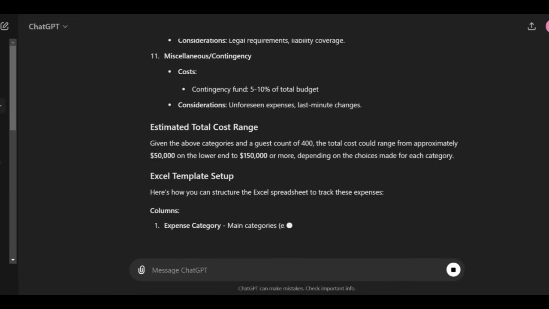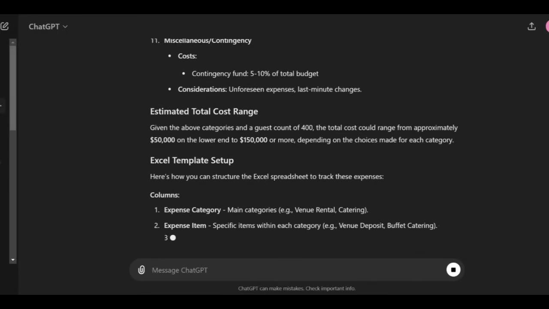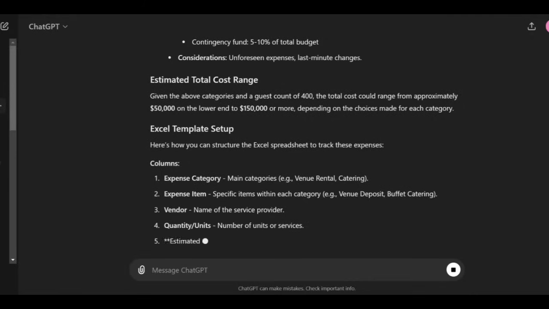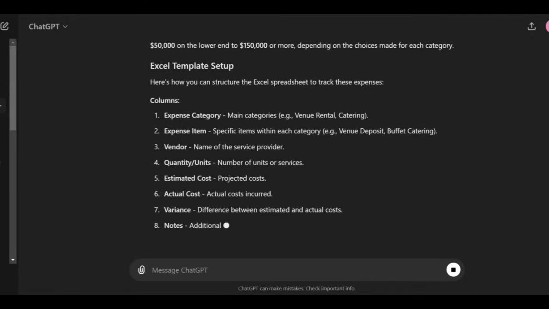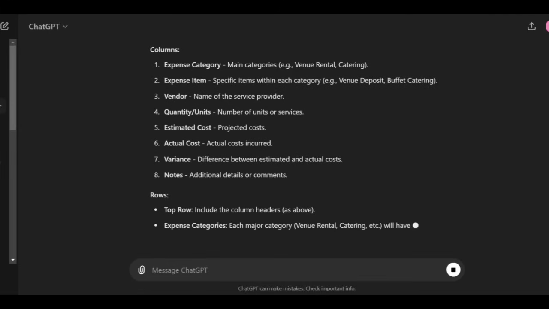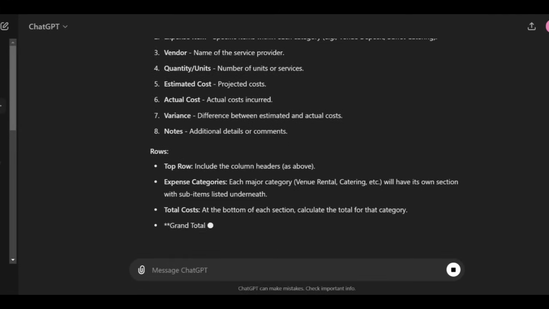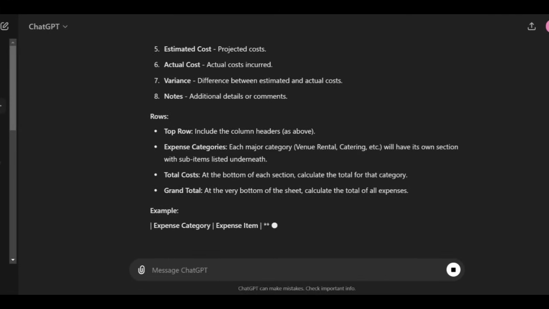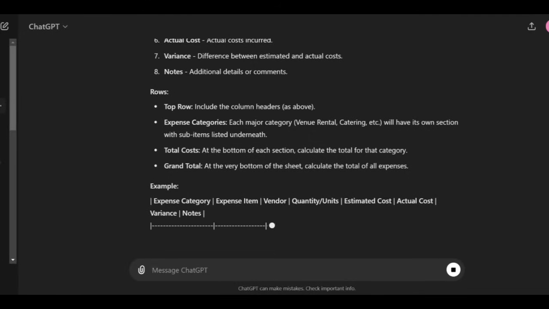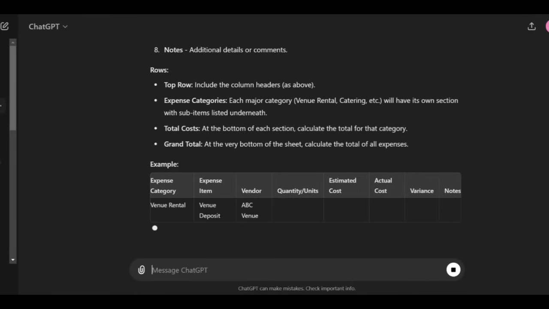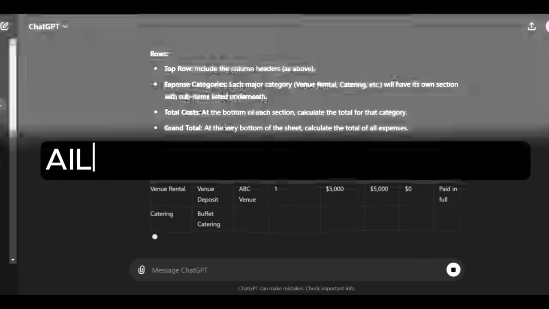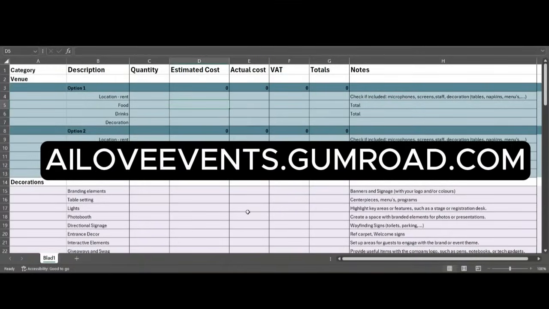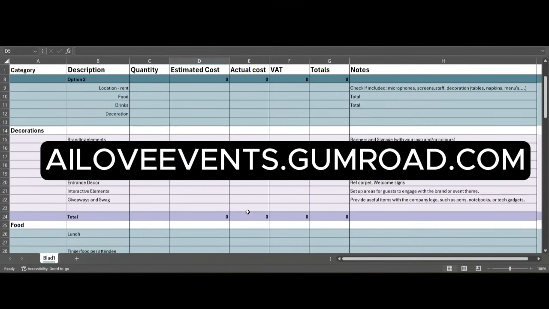Not least, it also answers our question about the Excel template setup. It gives us different columns, different rows, and it even gives us an example of how it should look. I also give you a preview of my Excel sheets that is available on my Gumroad account.